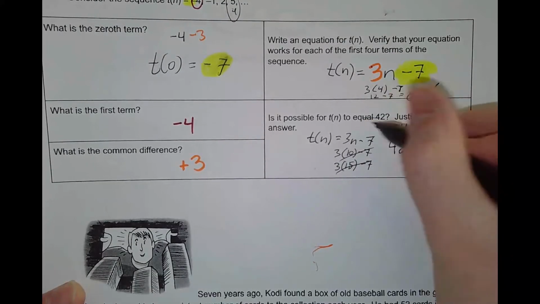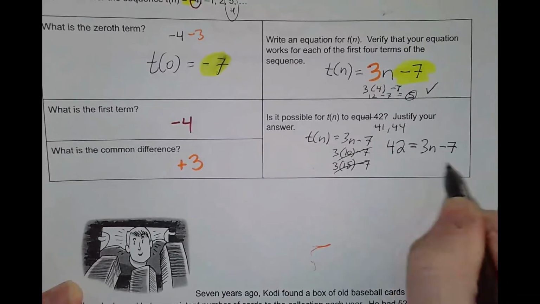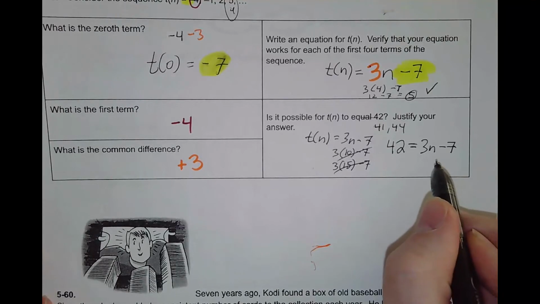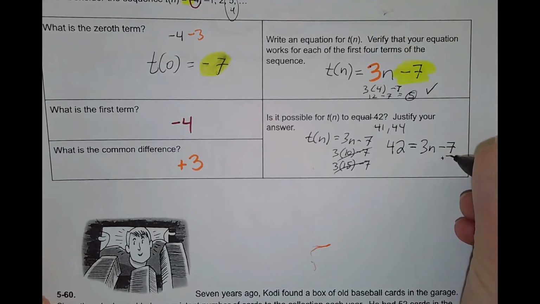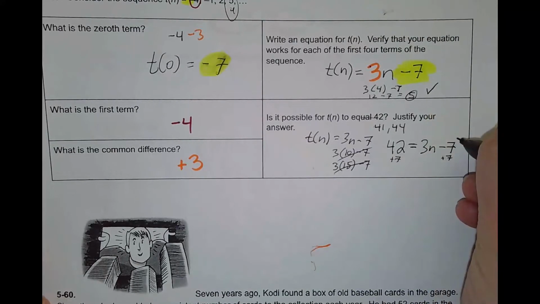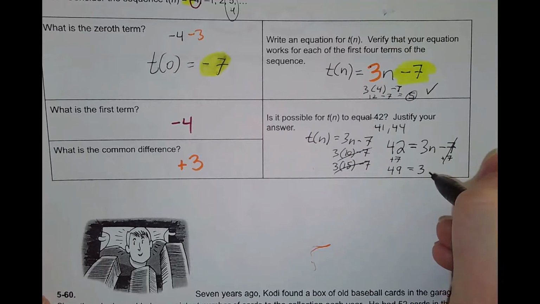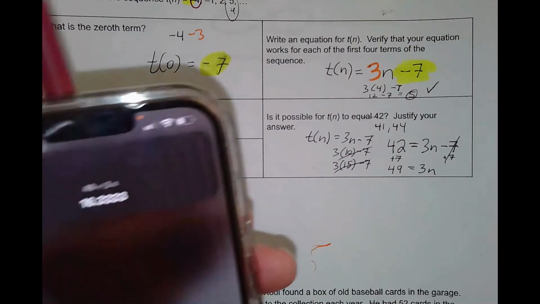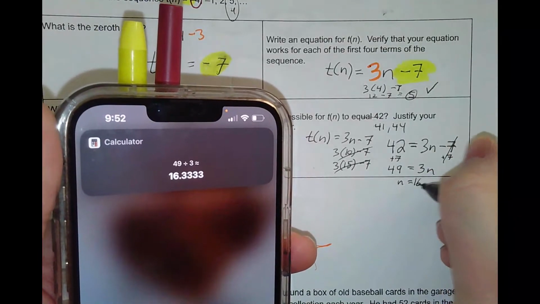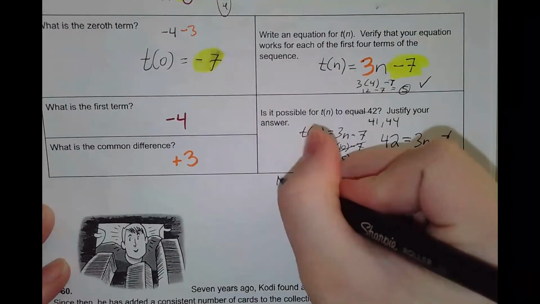Your output, your expected output, then you should be able to solve for n. What is n? Your term number, right? So if I was able to solve for n, and it's a whole number, then it would be possible. Let's see what number for n it would be. 49 divided by 3. We get 16.33. Now, is that a whole number? The answer is no. So you'd say not possible.